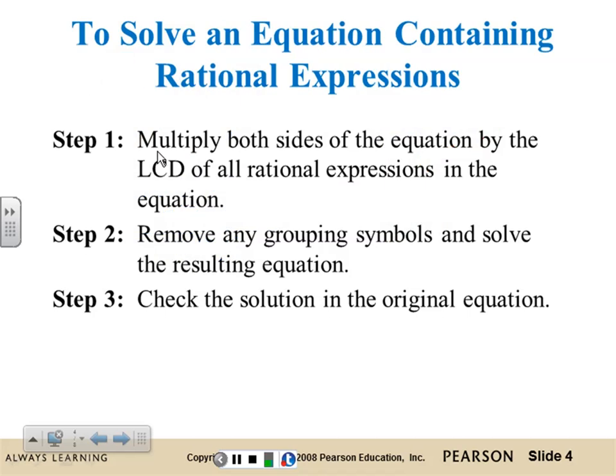Okay, so to solve an equation containing rational expressions, you're going to multiply both sides of the equation by the least common denominator of the rational expressions in the equation. Then you're going to remove any grouping symbols and solve the resulting equation, and make sure you check the solution like we just did. Make sure that solution does not make any fraction undefined.